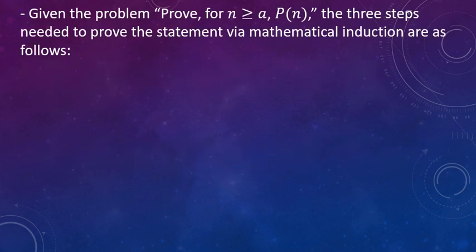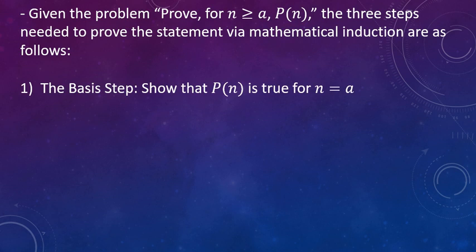When we see a problem where we have to use mathematical induction, the problem will always be phrased something like this. Prove for n greater than or equal to some positive whole number a, some statement capital P of n. The 3 steps that you need to do to prove this statement, P of n, using mathematical induction, are as follows. First thing you have to do is show the basis step, this is called. You show that P of n is true for n is equal to a.